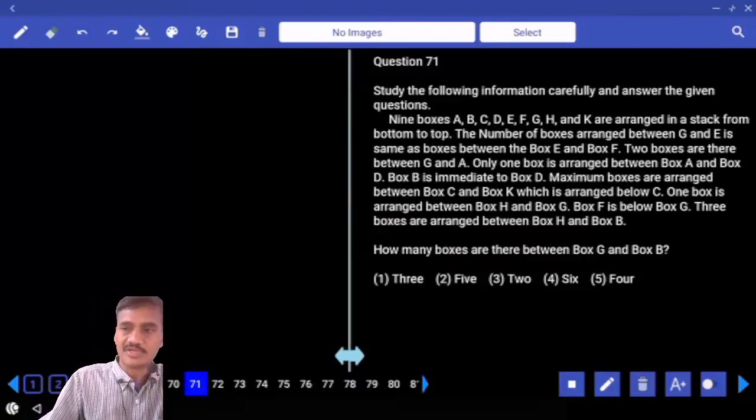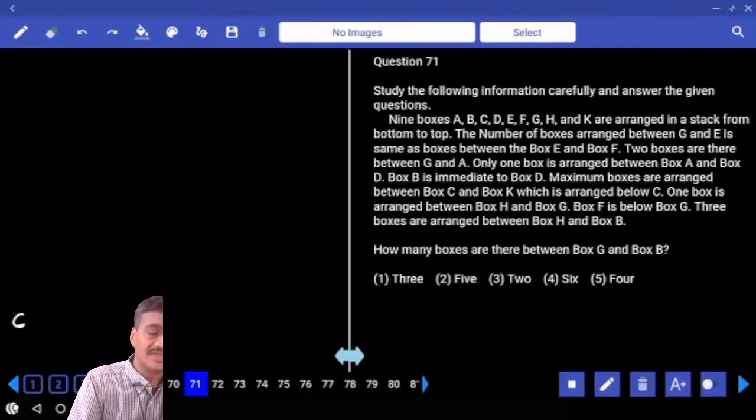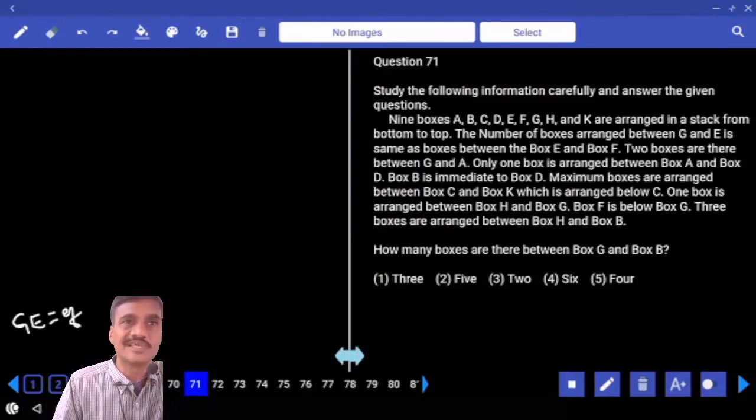And the number of boxes arranged between G and E is same as E and F. That means E must be exactly in between G and F. Clear? Hence what are the different possibilities? Whether these 3 can be together, or 1 box between, 2 boxes between, or 3 boxes between.